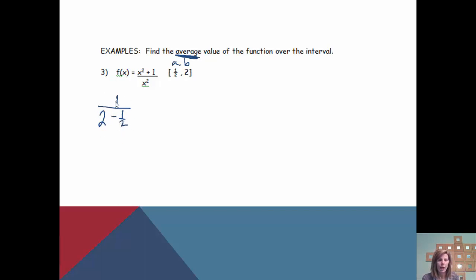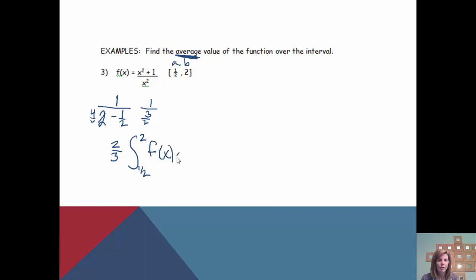And I'm going to simplify that a little bit just because that's kind of tedious to put in my calculator. When I calculate 2 minus 1/2, this would be 4 halves minus 1/2, so that would be 1 over 3 halves. And then if I multiply by the reciprocal, it's going to be 2/3. So 2/3 is going to be on the outside, and then we're going to go from 1/2 to 2. It's always from the smaller number to the larger number, and then just of the function.